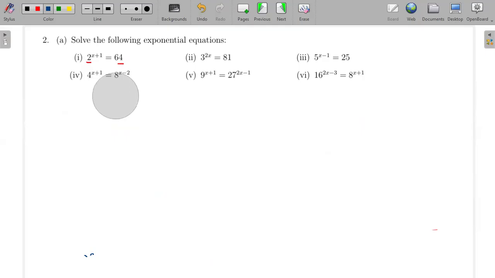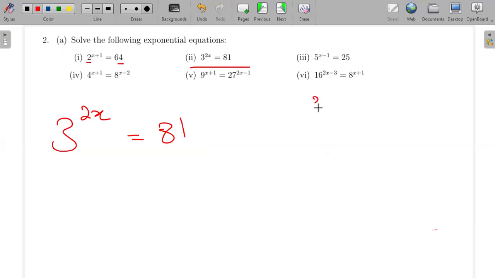So now let's look at B, question 2, I mean this one. So there we have 3 to the power 2x is equal to 81. Okay, so we know that we can express 81 as 3 raised to a power something.